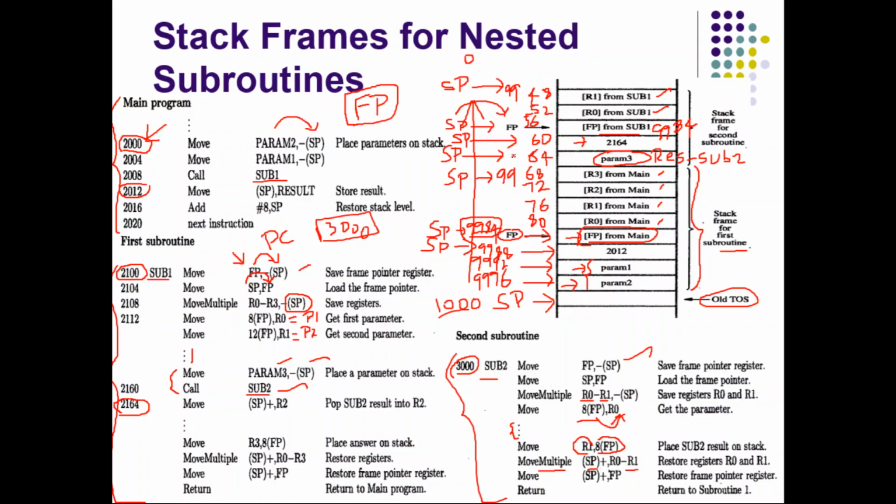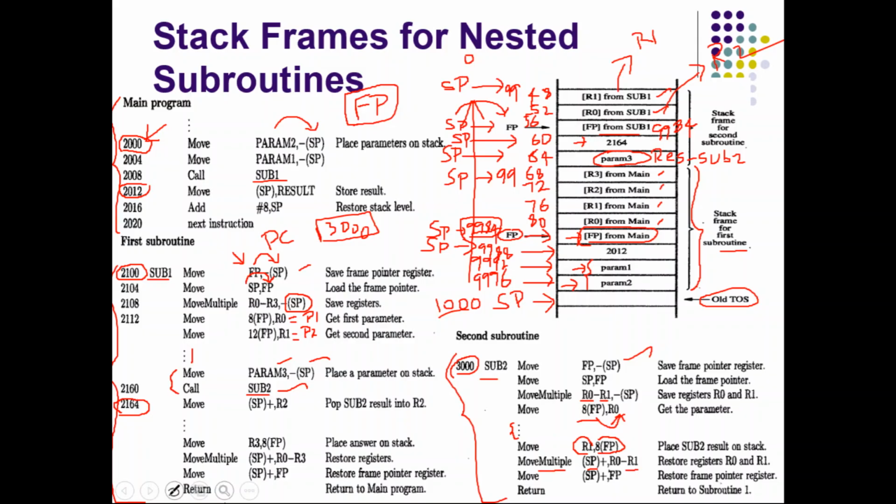So where is sp? Sp is pointing to 9948. Okay, so this is post increment. First whatever this content is, it will be moved to r1, and then sp will be incremented to 52. Then this content also will be moved to r2, and then again sp will be incremented.